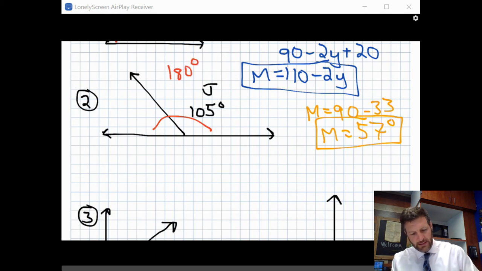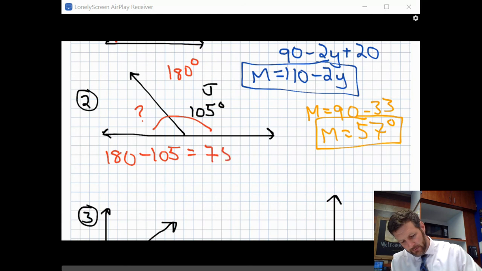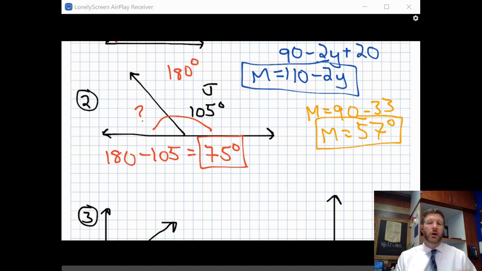So to find the missing angle, the one that it's forming the linear pair with, it's very simple. 180 minus 105, which leaves you with, what is that, 75? 75 degrees. That's like what we did there in the orange. If they're supplementary, the two angles have to add up to 180. If they're complementary, they add up to 90.